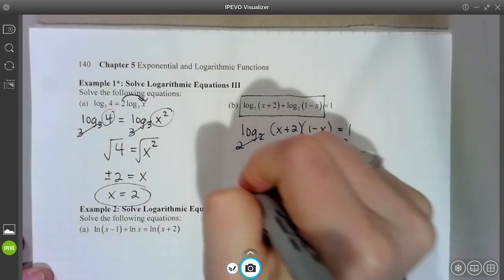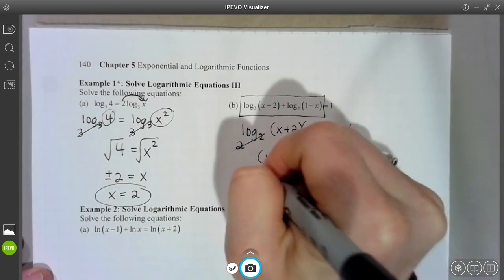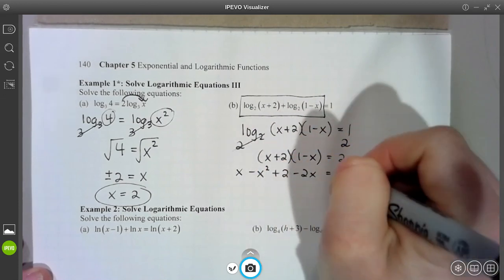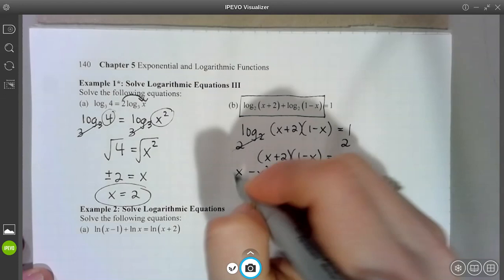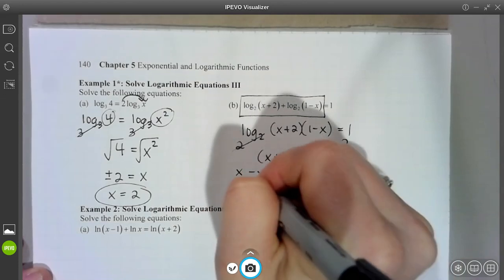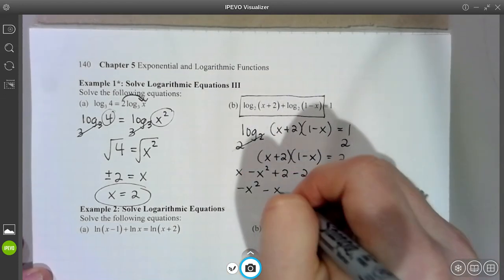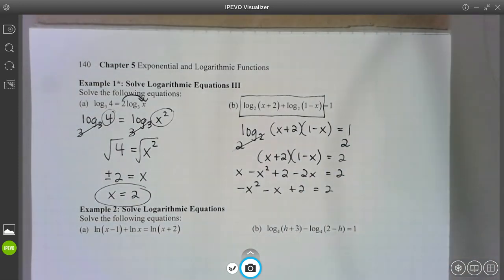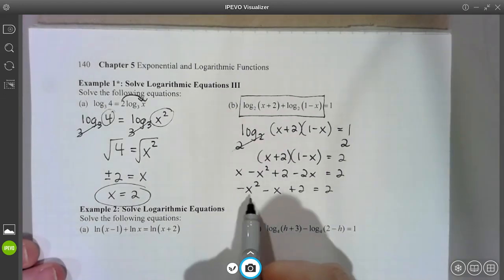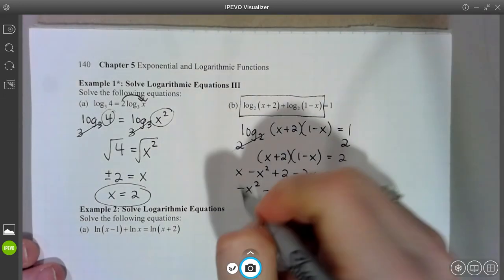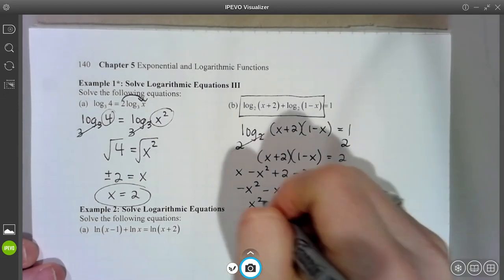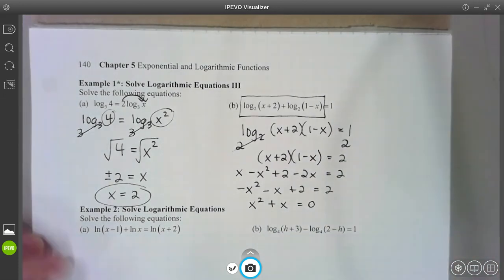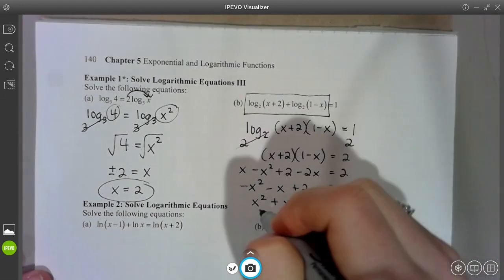All right, here we go. Let's FOIL this out so we can solve it. I'm going to get x minus x squared plus 2 minus 2x equals 2. All right, that's going to get me a negative x squared. I'm going to get a negative x plus 2 equals 2. Well, guys, let's move everything to one side so we can solve this quadratic equation. I'm going to move everything to the right because my quadratic leads with a negative. So I'm going to add that way. So I'm going to go x squared plus x equals, when I minus the 2, though, I get 0. And then I'm just going to pull out a GCF.